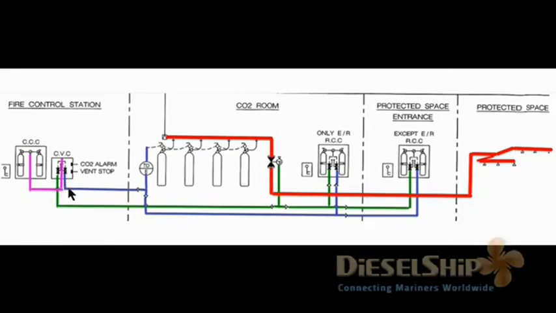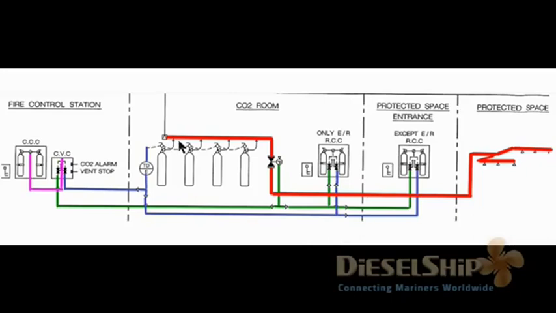Similarly, let's trace the blue line. It goes through a check valve, or non-return valve, through a time delay unit to open the main CO2 bottles in the CO2 room. As the CO2 is released, follow the red line. The main distribution valve is open now, and the CO2 just goes out, and the engine room space is getting flooded.